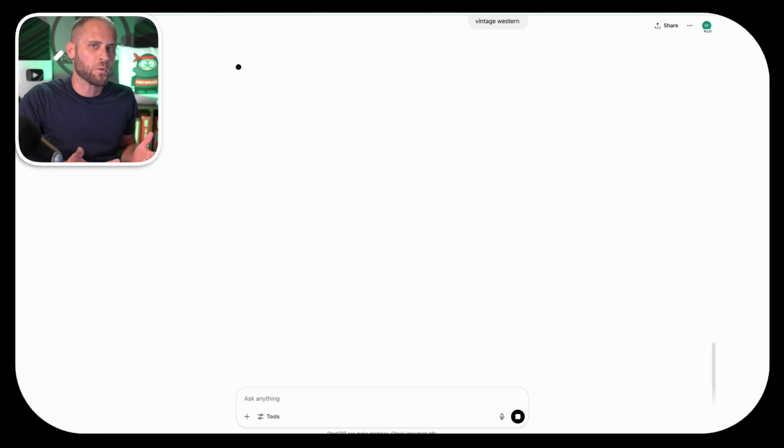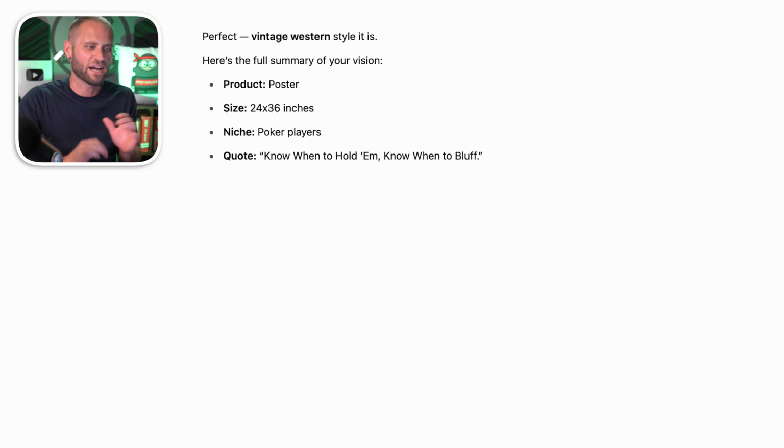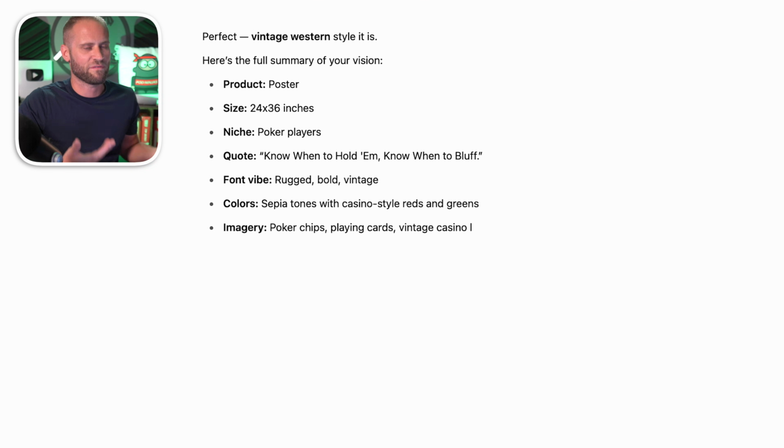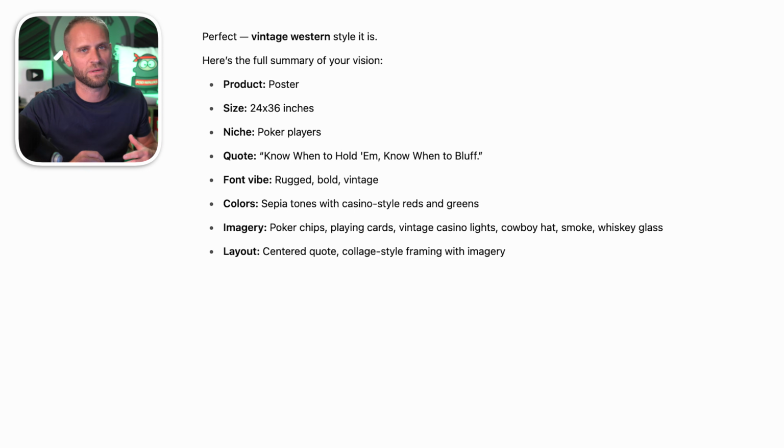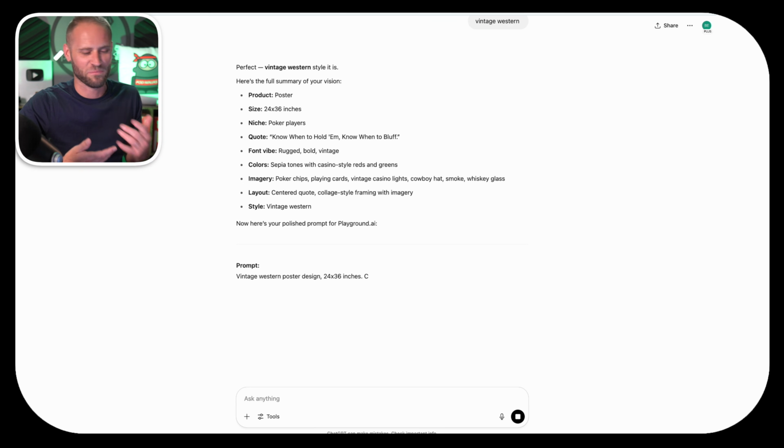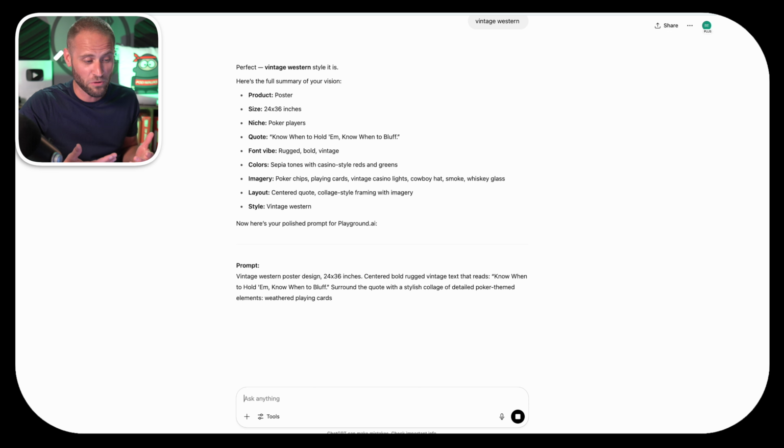This is going to be for poker players. So basically people that like to go to the casino. I think that that could give it a good fit, especially if they wanted to buy this poster and keep it like in a finished basement or something like that, somewhere where they play poker in their house.